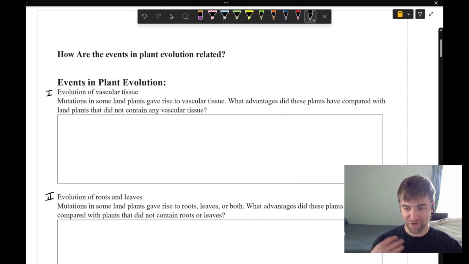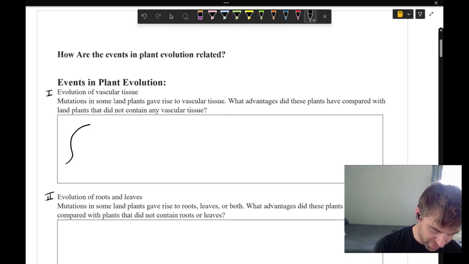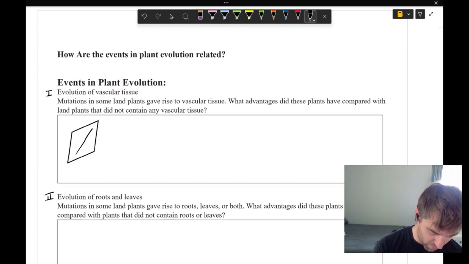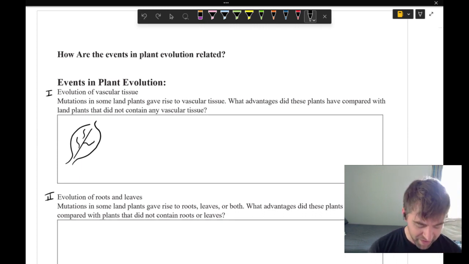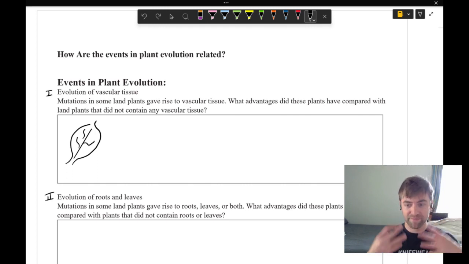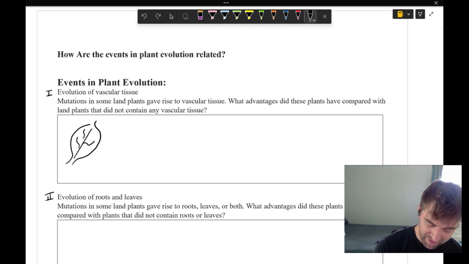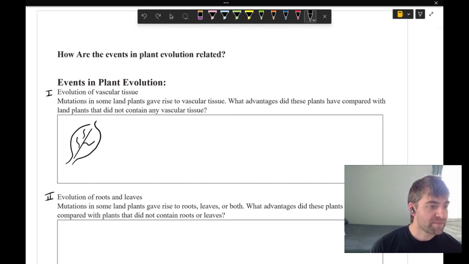Vascular tissue, arteries and veins. When you look at a leaf, you can see these veins. This is a new feature; it has never done this before. These are very analogous to the structures that we have that transport nutrients throughout the system. So the evolution of vascular tissue has a couple advantages.